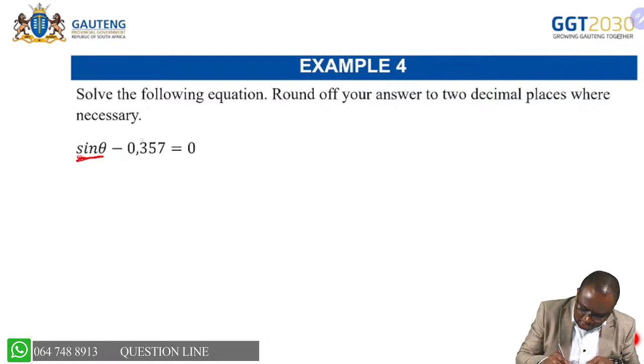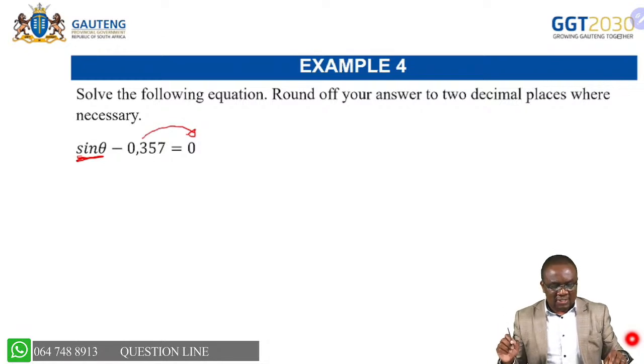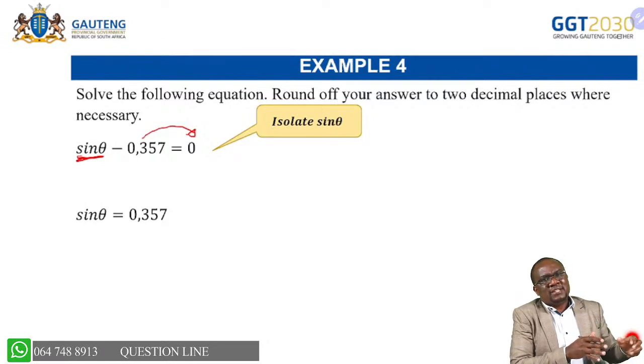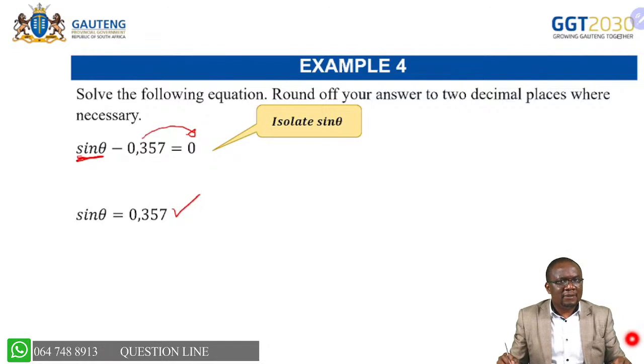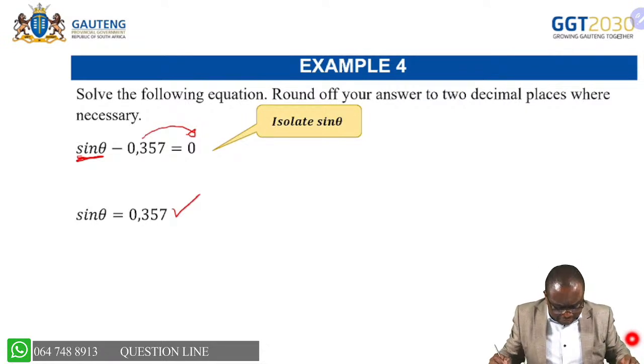But now I'm going to be talking about transposing. We're going to transpose our 0,357 from the left-hand side to the right-hand side, and it becomes positive 0,357. You see that? And then now I have my sine theta isolated, standing on its own. That's a step. Okay? That's the first step I want you to do. Remember, it's example, activity, example, activity. Example and activity are what? The same. Similar.